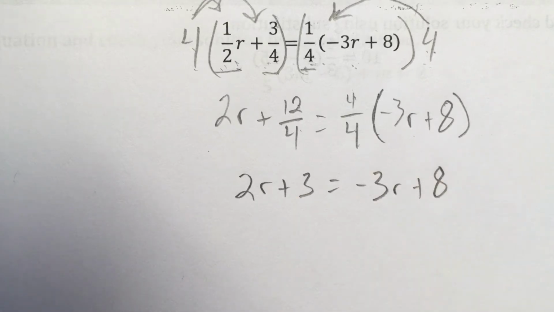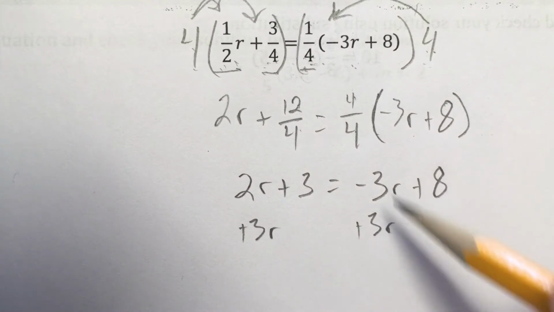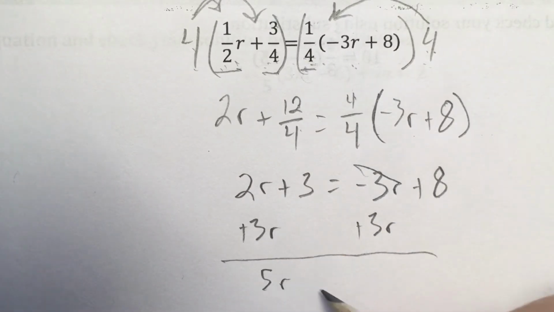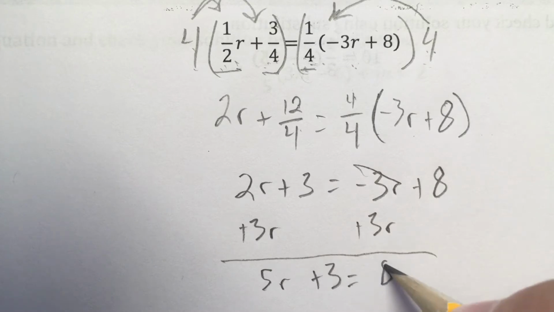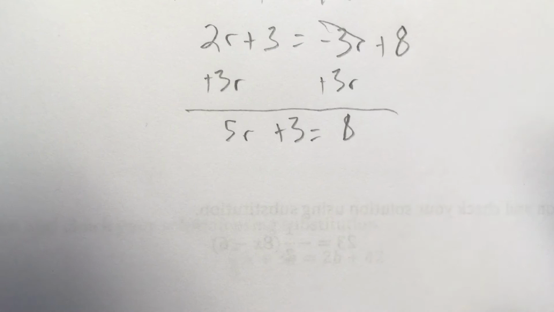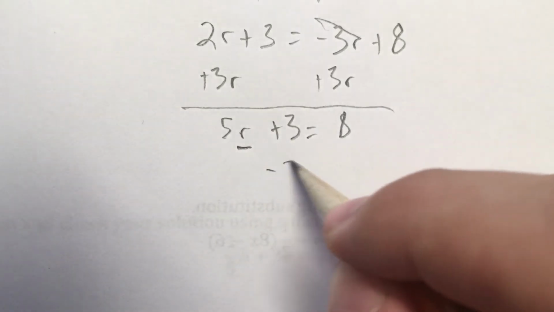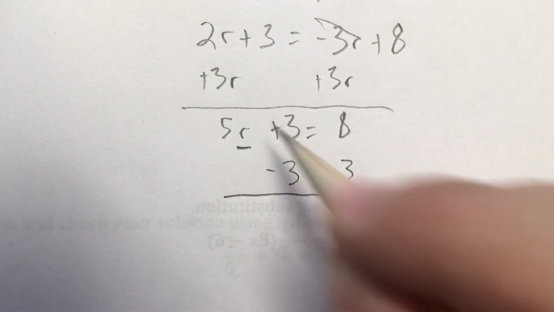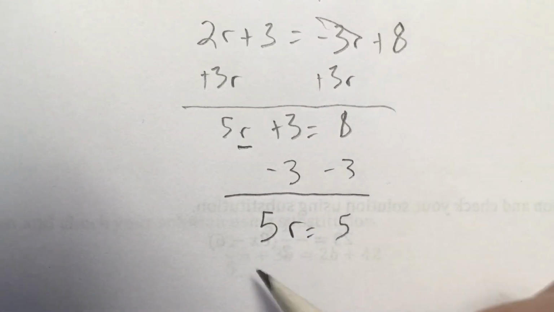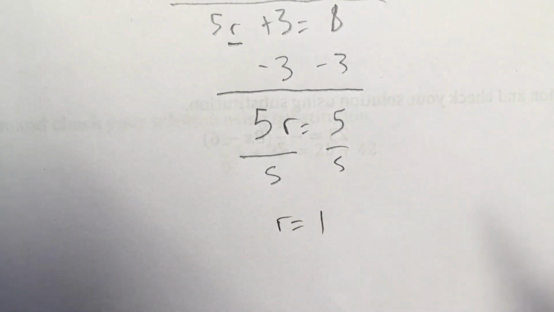So to solve for the r, I'm going to add 3r to both sides. This eliminates this term. So we're left with 5r plus 3 equals 8. Next, I want this r by itself, so I need to subtract 3 from both sides. We have 5r equals 5, and then our last step, divide both sides by 5. We get r equals 1.